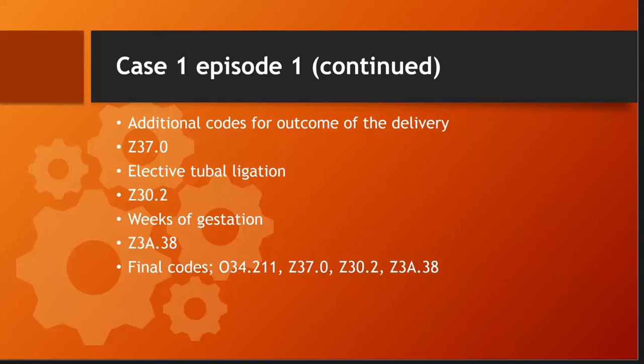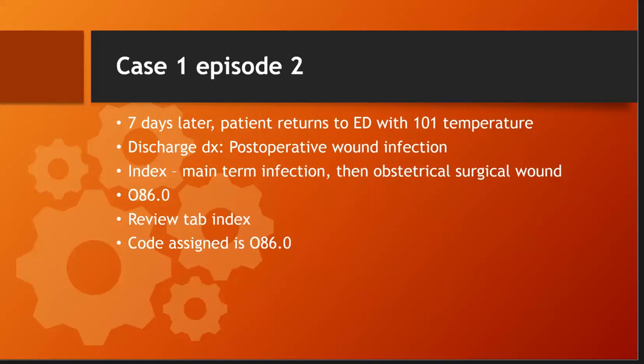This woman also has an episode 2 in your clinical documentation. So 7 days after she has her C-section, she returns to the ED with a 101 temperature. The clinical documentation is a discharge diagnosis of a post-operative wound infection. So she has a wound infection of where she had her C-section. Where the surgeon cut into her, that area has now become infected. That would be our primary diagnosis code because this is outpatient. She was discharged from the ED.